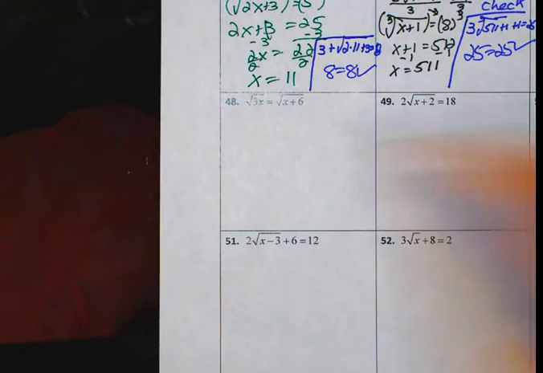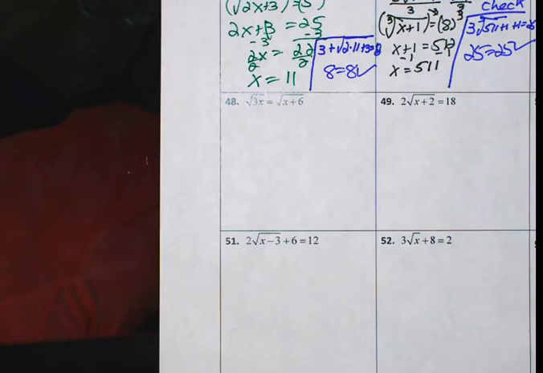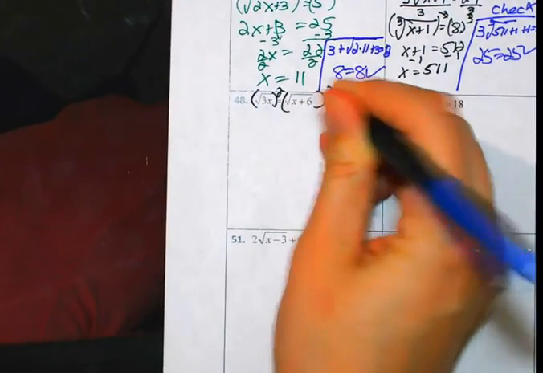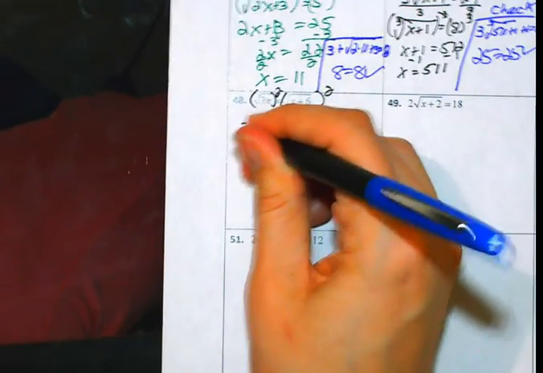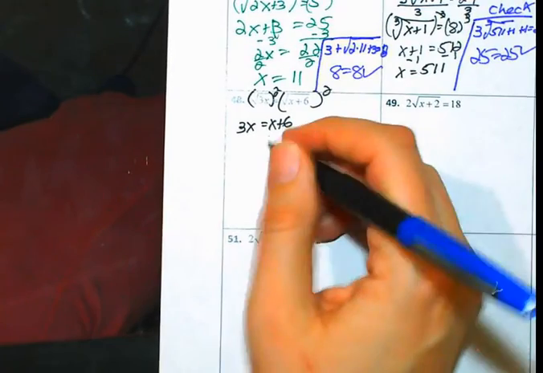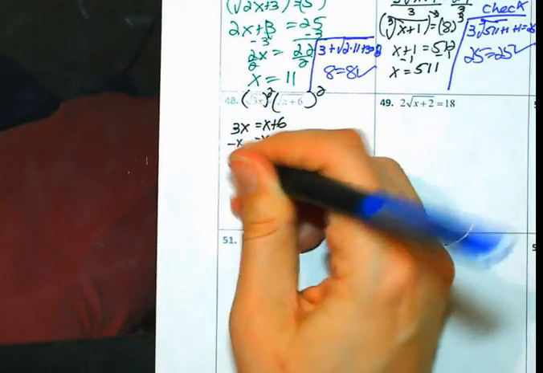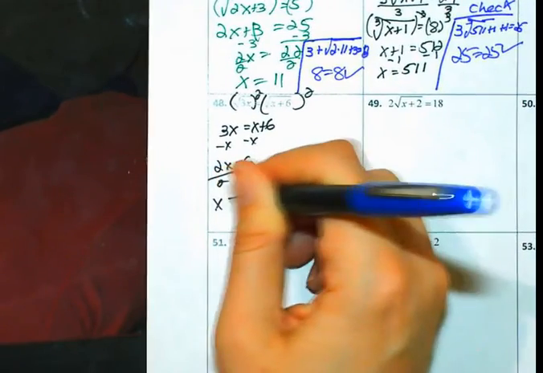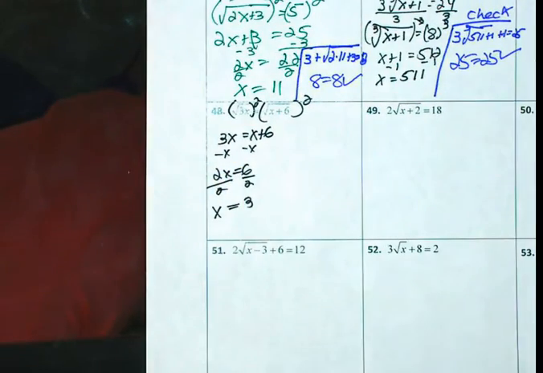Okay, this has the square root on both sides, so there's nothing I need to isolate. So I'm going to go ahead and square both sides. Remember, squaring gets rid of that square root, so I have 3x equals x plus 6. I'm going to go ahead and solve this. Minus x on both sides. 2x equals 6, divided by 2. x equals 3. Make sure you check them.